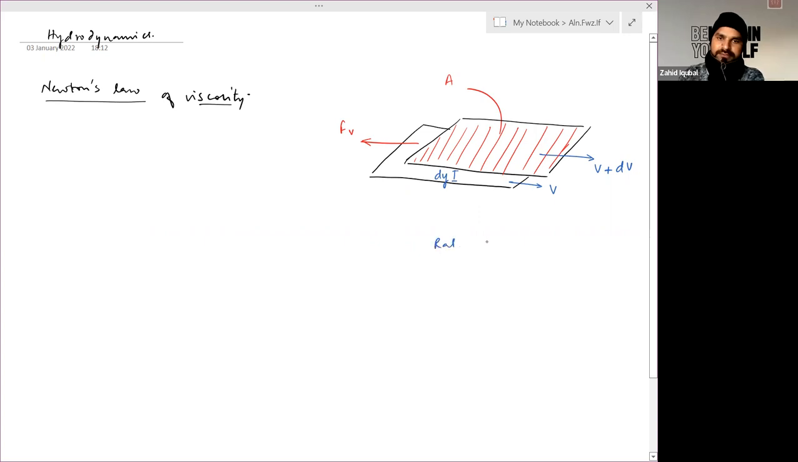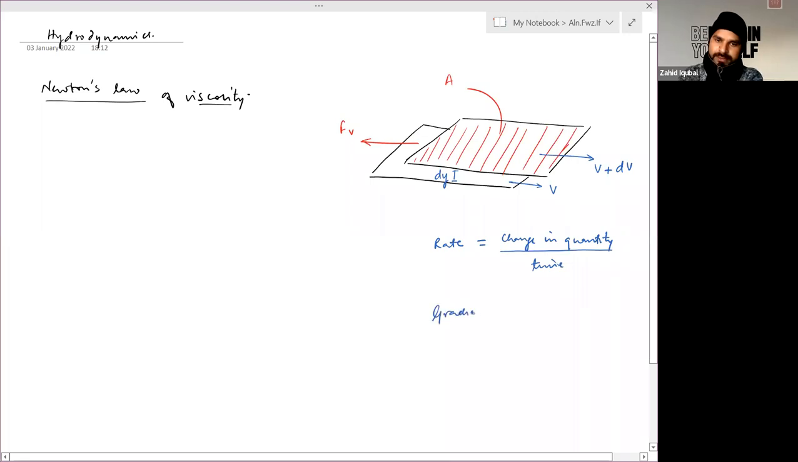First, rate. Rate is nothing but change in any quantity with respect to time in physics. Change in any quantity with respect to time is called rate measure, and similarly, gradient, change in any quantity with respect to length is called gradient.